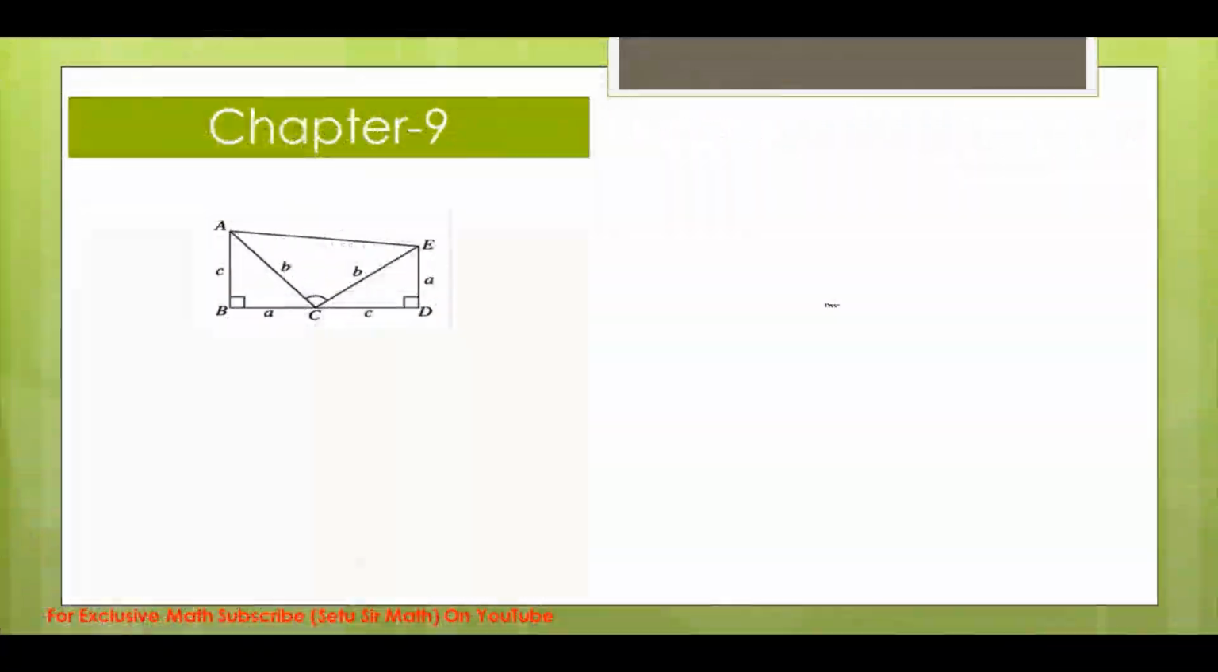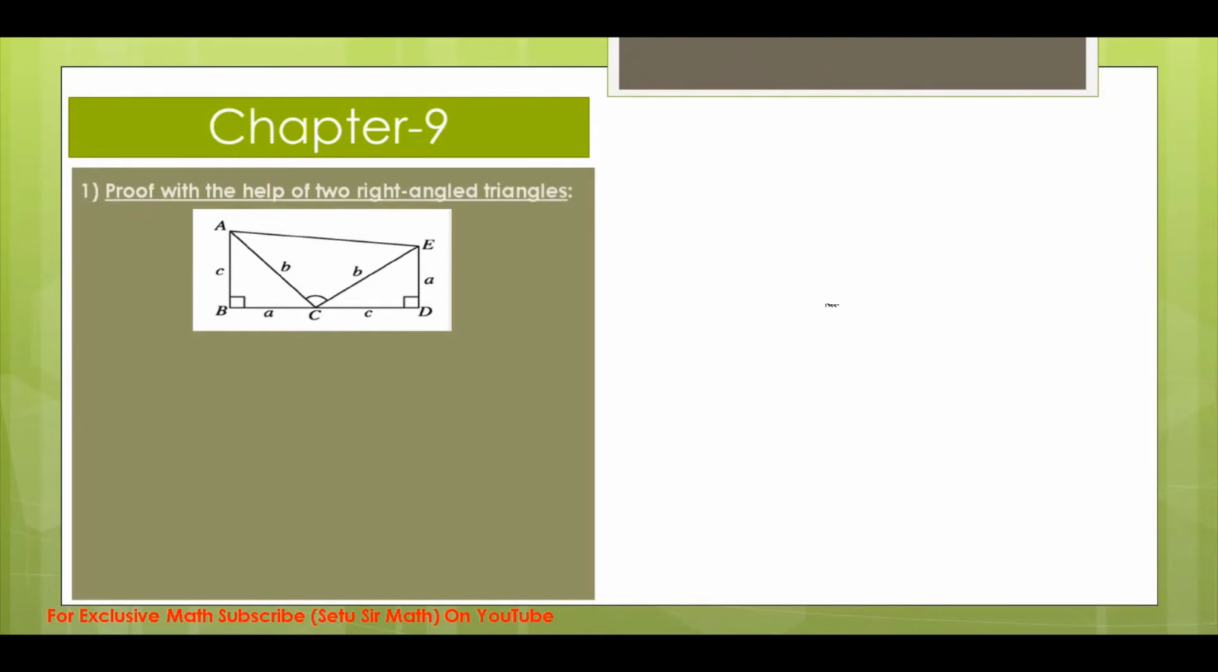See the first method: proof with the help of two right angle triangles. You can see from the figure that there are two right angle triangles. These signs are right angle signs. That means triangle ABC and triangle CDE are right angle triangles.